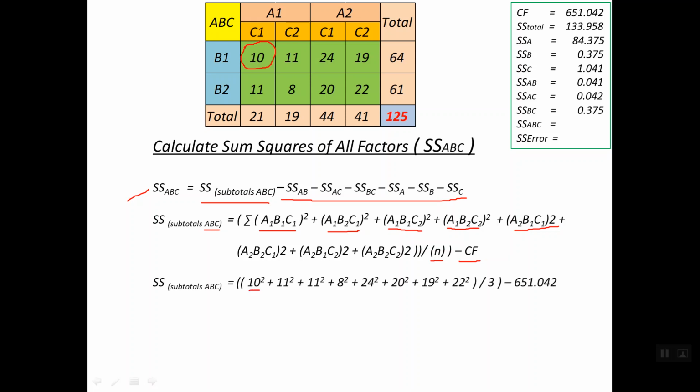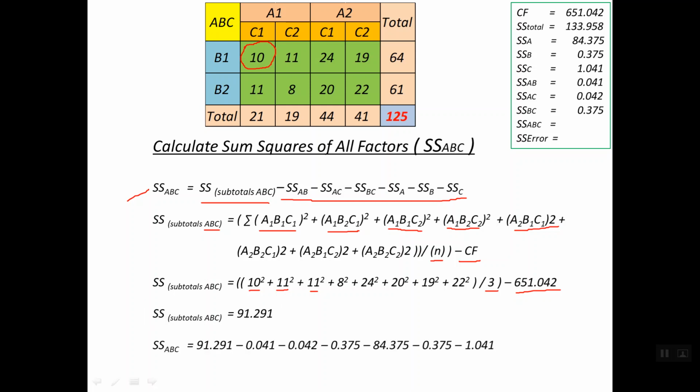So we have here, this is A1, B1, C1 squared. This is A1, B1, C2 squared. This is A1, B2, C1, etc. Divided by 3, and this is the correction factor. So this is the value of the SS for the subtotals A and B and C.